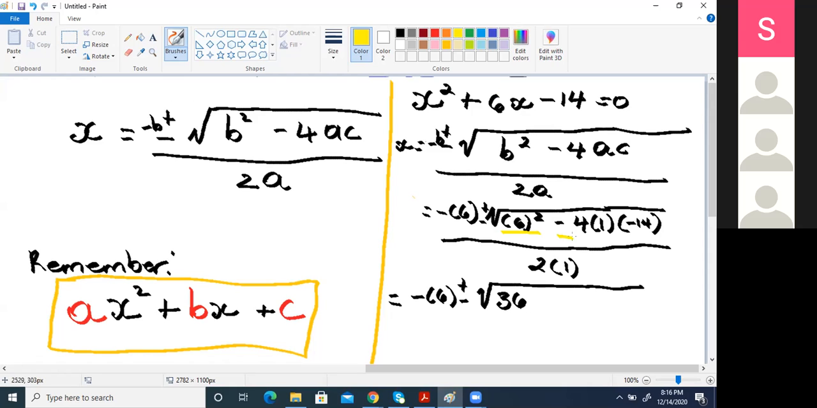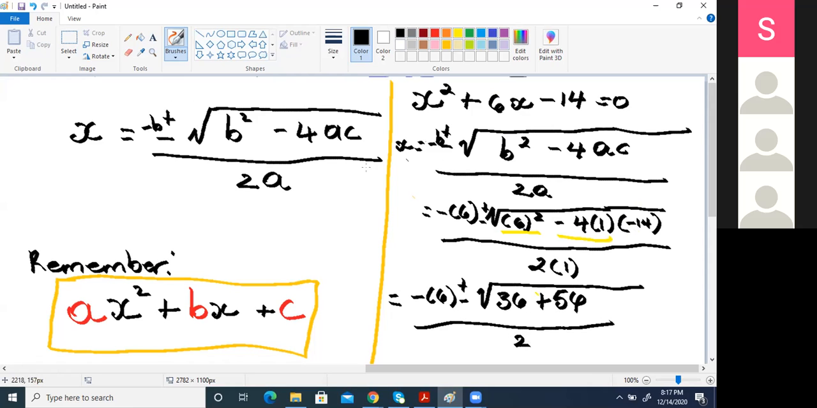And then negative 4 times negative 14 is 56. Positive 56, because negative and negative gives you positive. So that would be positive 56. And that is all over 2 times 1, which is 2.